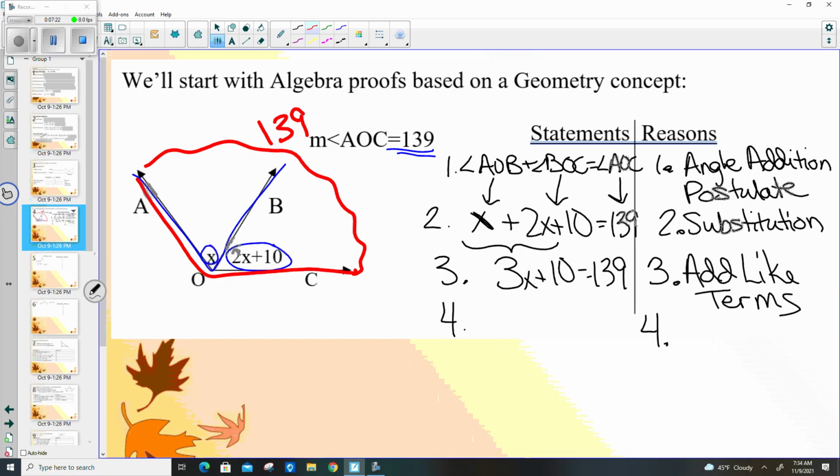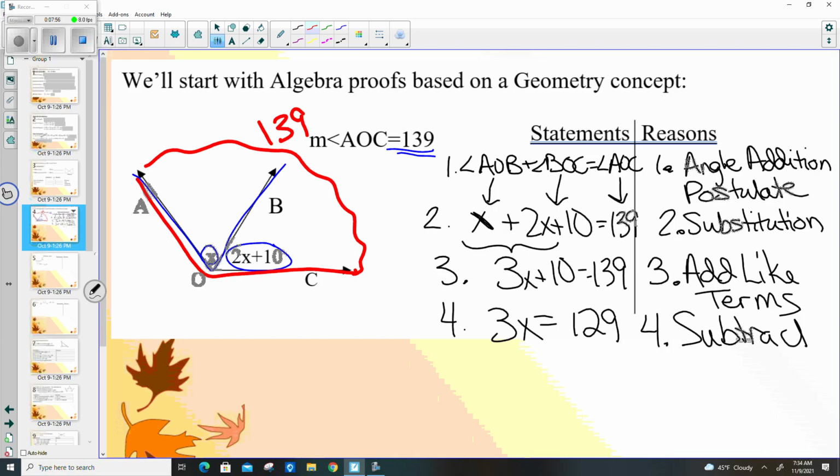All right, algebraically, what's my next step? Subtract 10 from both sides. So do we already know what the reason's going to be? Yeah, the reason you just told me is going to be subtract. What do I get algebraically when I do that subtraction? Perfect. 3x equals 129. So when we're doing our reasons, you're telling me, how did I get to this step? How did I go from step 3 to step 4? I subtracted 10. So my reason is subtraction.